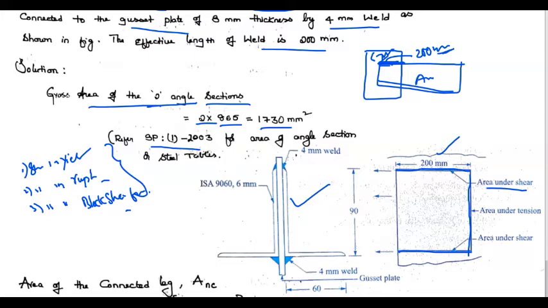And refer to this expression, I mean refer to this code book SP 1 2003. This is a handbook, or you can refer to just the steel tables that you have. And based on this angle section 90 60 6 mm, you can know what is the cross-sectional gross area of that section. That is available from the code book, no need to calculate separately.